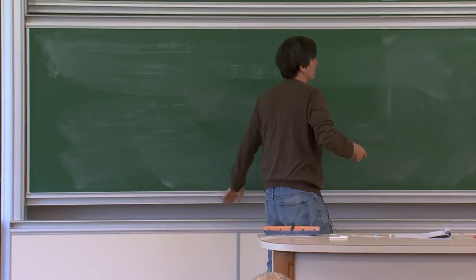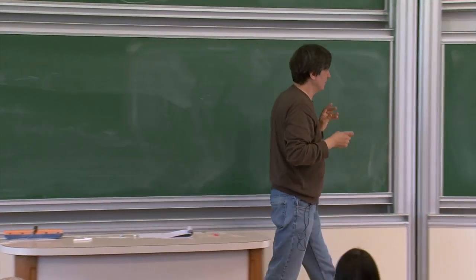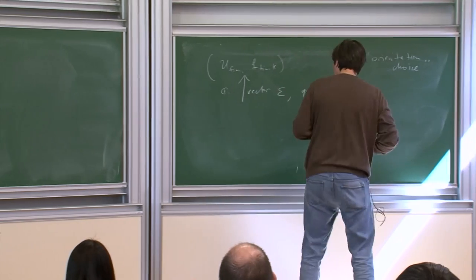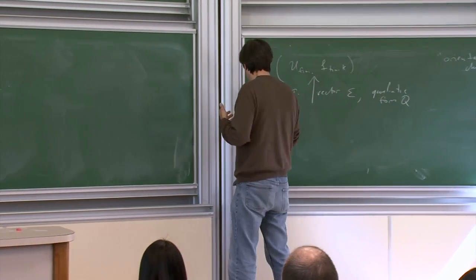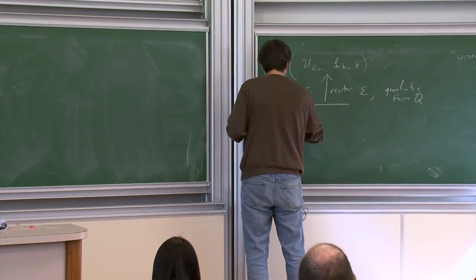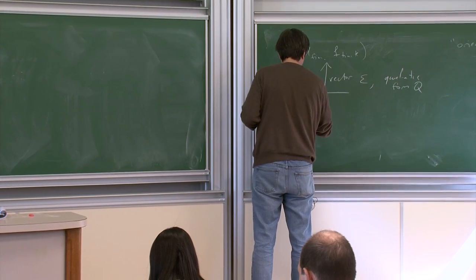And then there will be a very nice thing. What happens if you make this choice? Then you get sheaves of vanishing cycles. So you get some set of critical values.